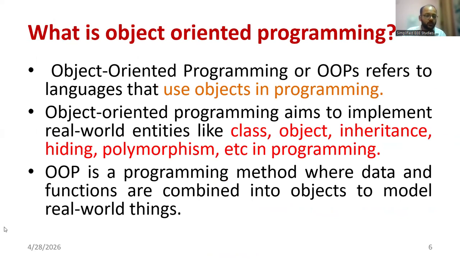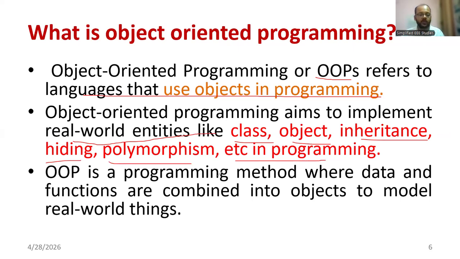Object-oriented programming, or we call it OOPS, refers to languages that use the class and object. We are using the concept of class and object in programming. That is actually called object-oriented programming. Object-oriented programming aims to implement real-world entities like class, object, inheritance, hiding, polymorphism, encapsulation, etc. in the programming. Other than normal procedure-oriented programming, which is mainly dealing with the functions, right?